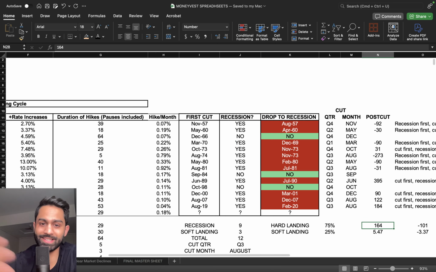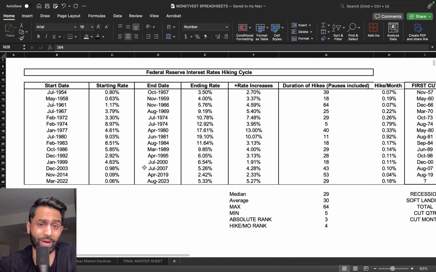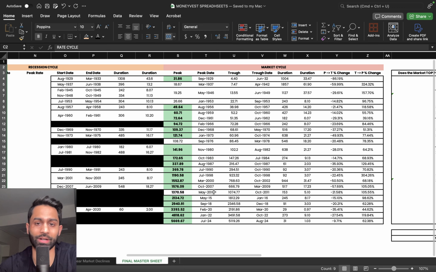I have it in a separate spreadsheet over here. As you can see, I've got the previous rate hiking and cutting cycles, as I've mentioned in my previous videos. But in this video, we're going to go over this data over here.